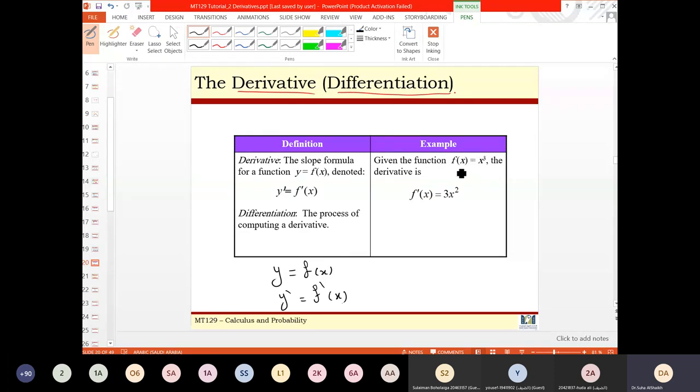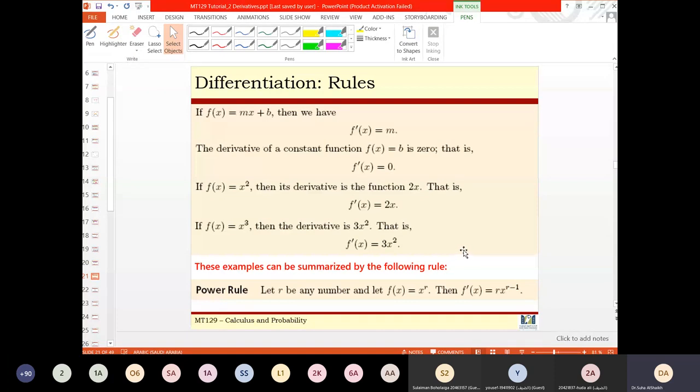And they are giving you an example. The derivative of x^3 is 3x squared. طبعا عندنا rules. We have rules to find the derivative, and this will be our next discussion. Those are the rules to find the derivative.